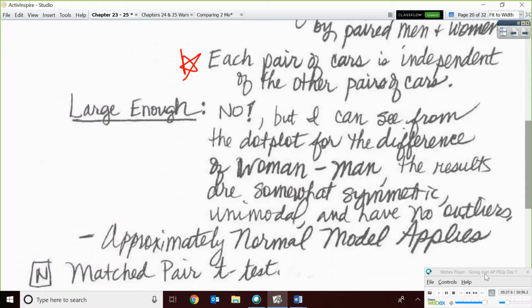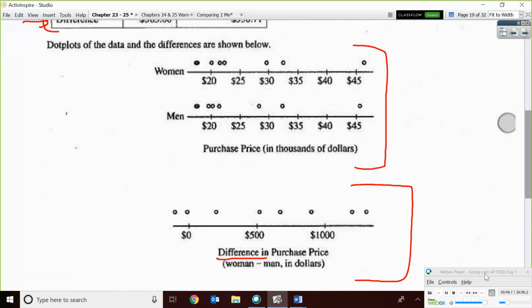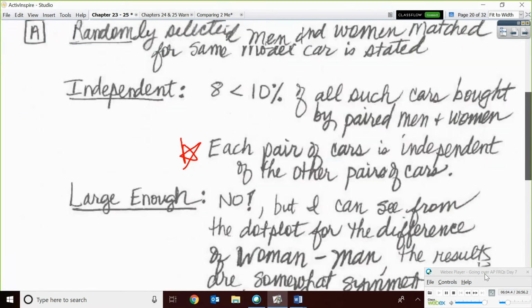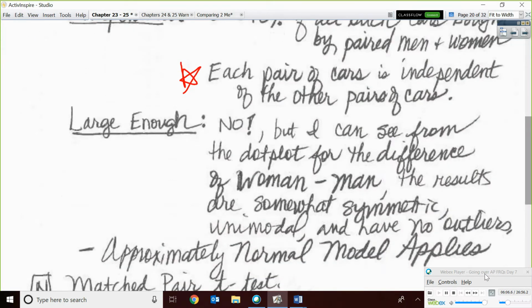It was not large enough, okay? But I can see from the dot plot, and I defined which dot plot I use, especially since they gave us all of them. See, they gave us all of them, so tell me which dot plot you are talking about. I'm talking about this one, the dot plot for the differences, okay? So you see how very exact and detailed and specific I am, to make sure that there is no question as to what I'm talking about.